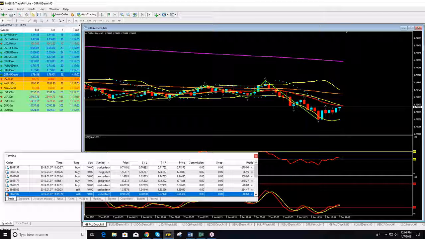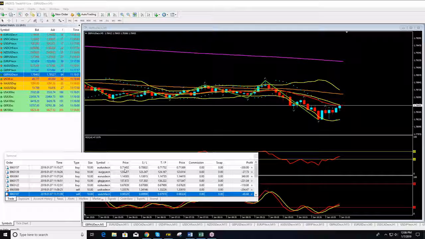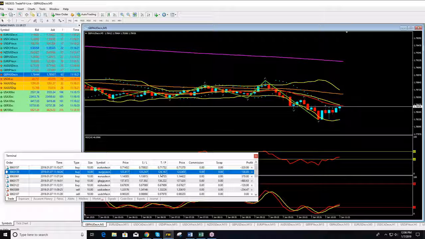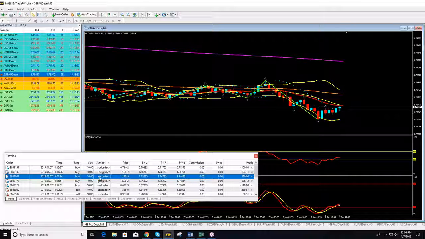I'm long using the hedging system, guys. I'm long Aussie dollar, stop loss at 0.71402, stop loss 0.7832, and TP 0.71752. I'm also long euro yen at 123.817, stop loss 123.247, and TP 124.167. I'm long euro dollar at 1.14385, stop loss 1.13815, TP 1.14735.